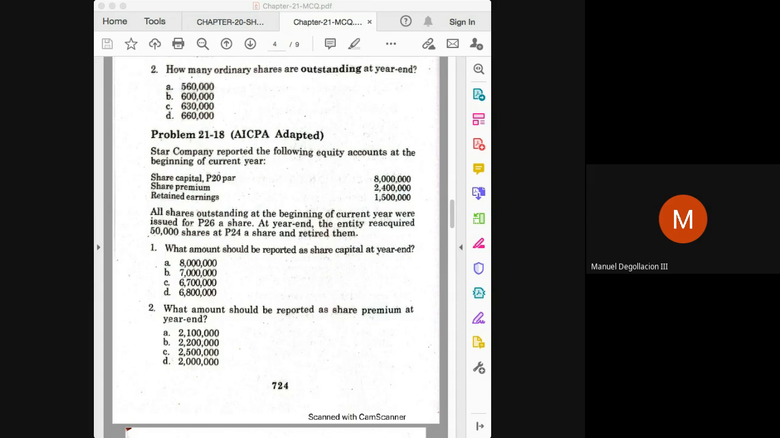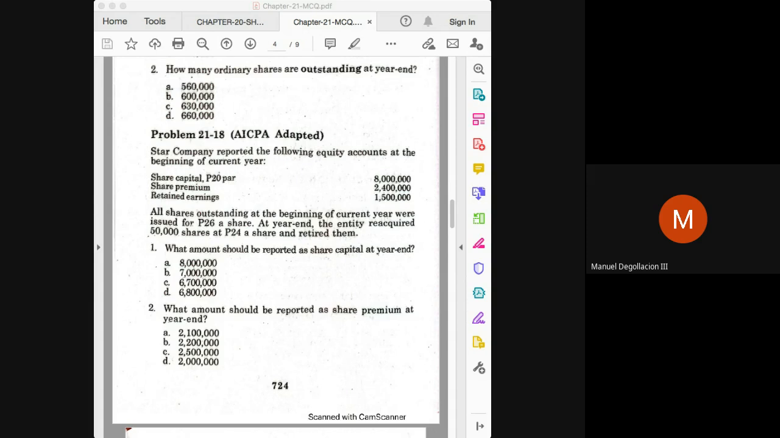Then at year end, the entity reacquired 50,000 shares at 24 a share and retired them. Basically, the question is asking us what is the effect of a retirement of a reacquired share. Because if there was no retirement of the treasury shares, then there's no reason for our answer not to be 8 million, because normally share capital should not decrease. But it will decrease in this problem because the shares are being retired. So they will no longer be part of your issued shares.